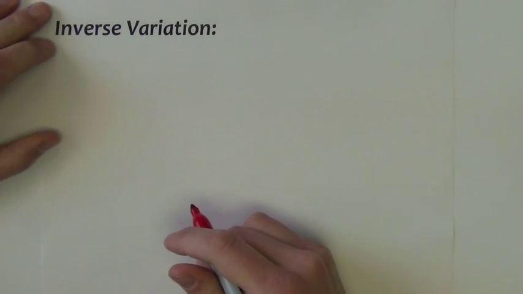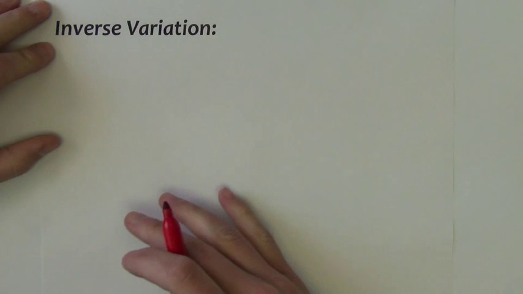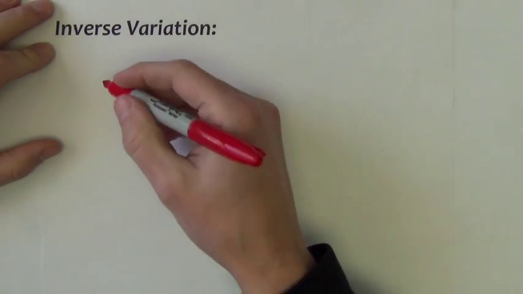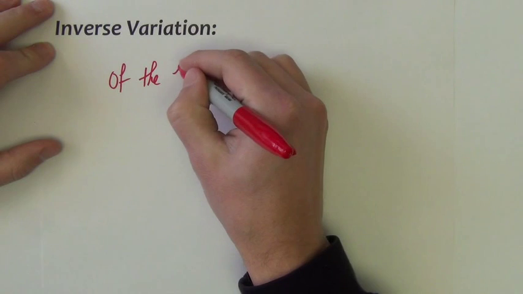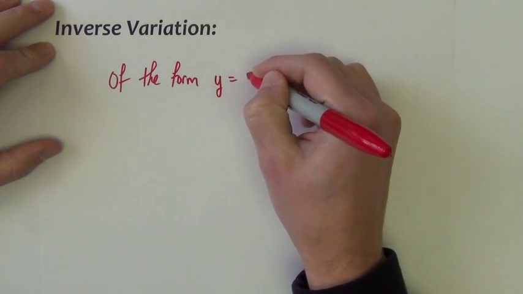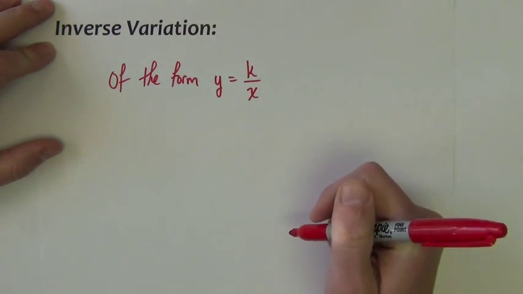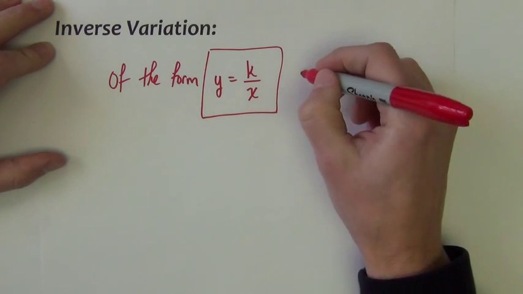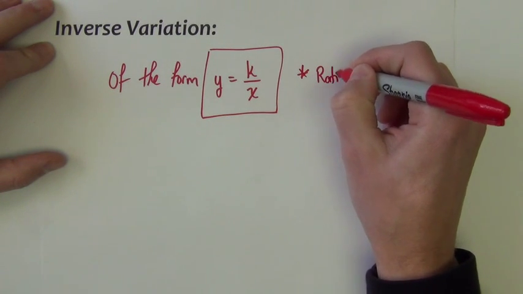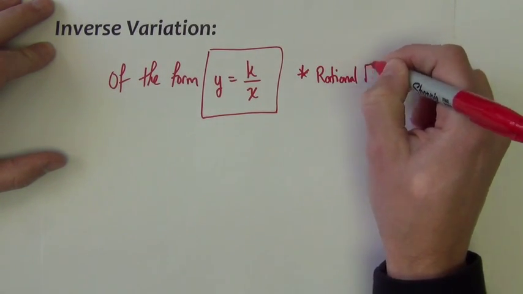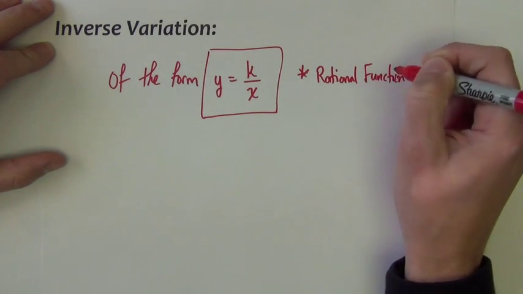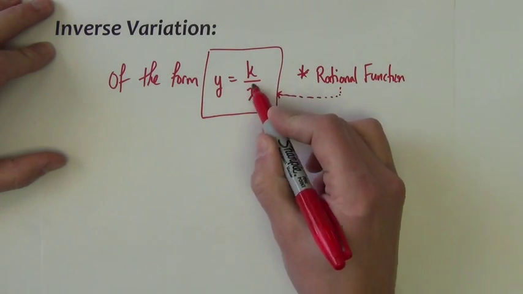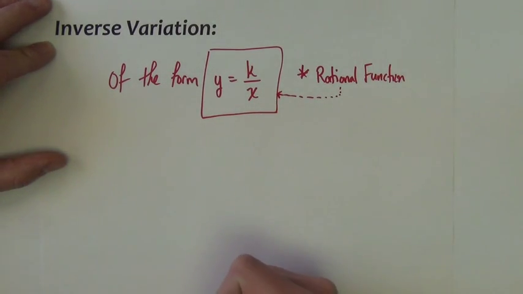The last variation model is, as I previewed, the one that previews where we're going in the first few lessons of this chapter. It's an inverse variation model. It's one that's of the form y equals constant divided by x. Okay, that's a new type of function. That is something that we call, previewing a few sections ahead here, a rational function. A rational function is one where the x, the independent variable, is in the denominator of the fraction. We haven't seen one like that before.